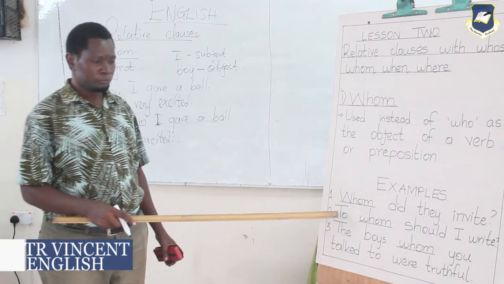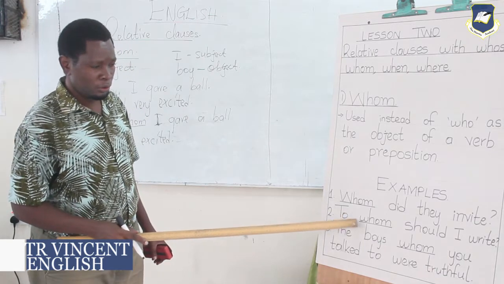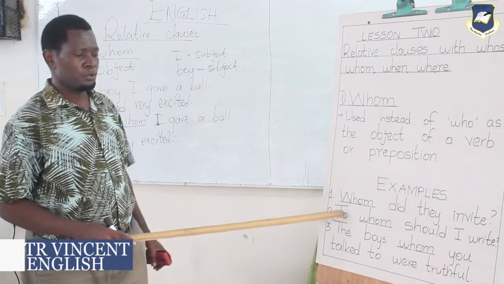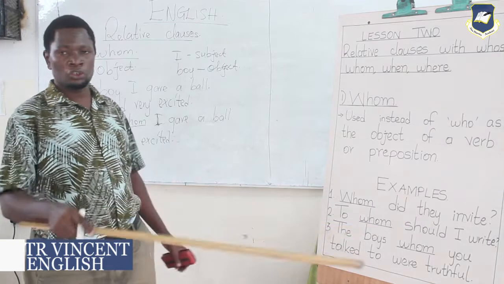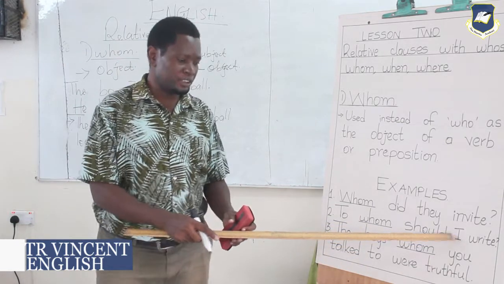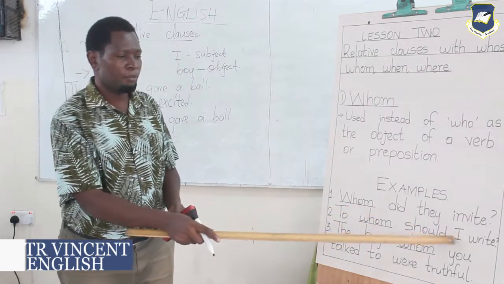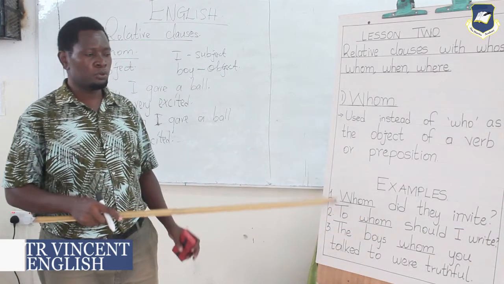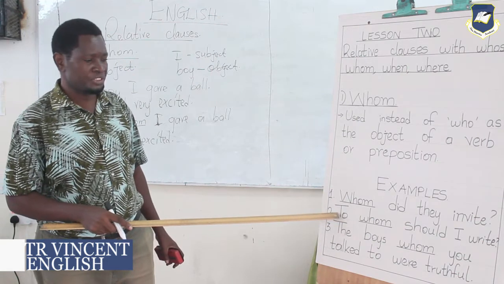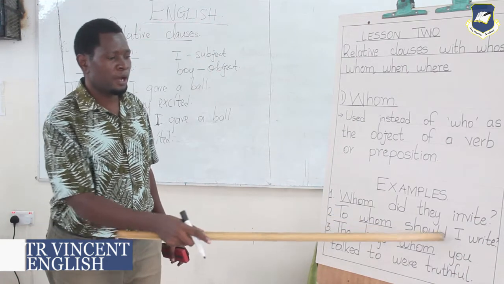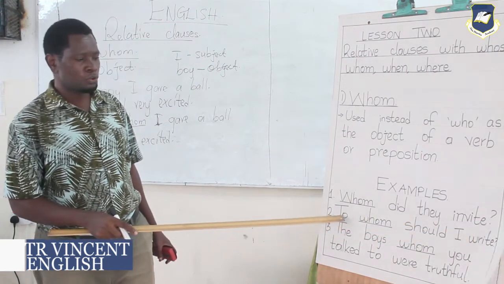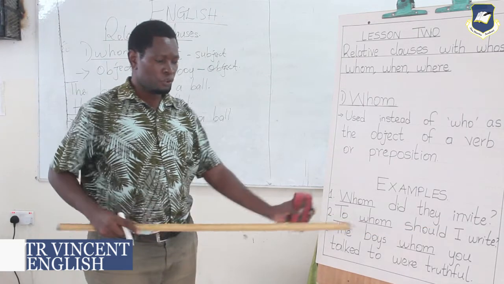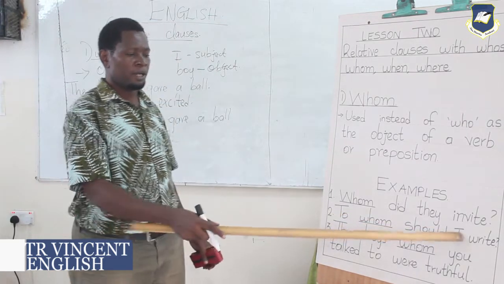Sentence 2. To dash should I write? So I is the subject, because I'm the one writing, to dash. So the person you are writing to in this case is the object. So we say, "To whom should I write?" and not "To who should I write?" To whom should I write?